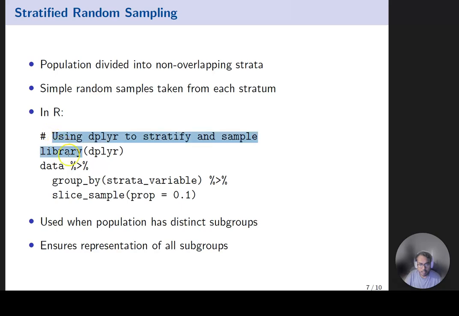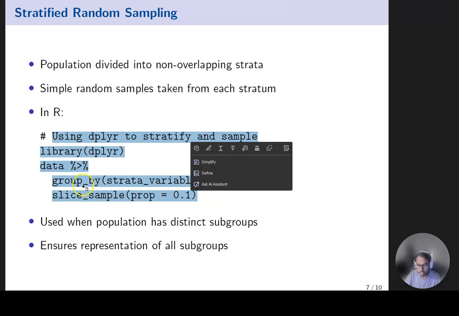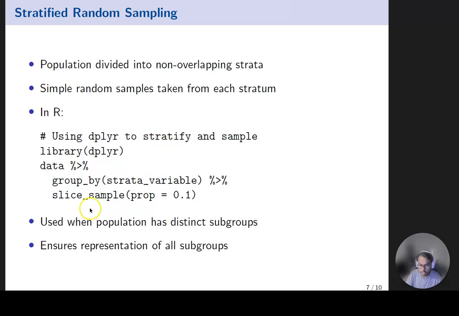In R, this is the template code to implement stratified random sample. This code groups our data by the stratification variable, and then takes 0.1, which is a 10% random sample from each group.